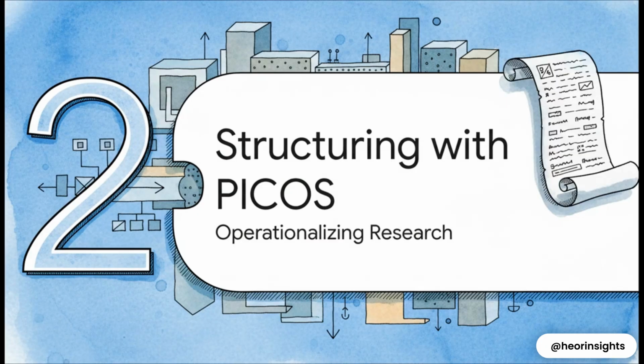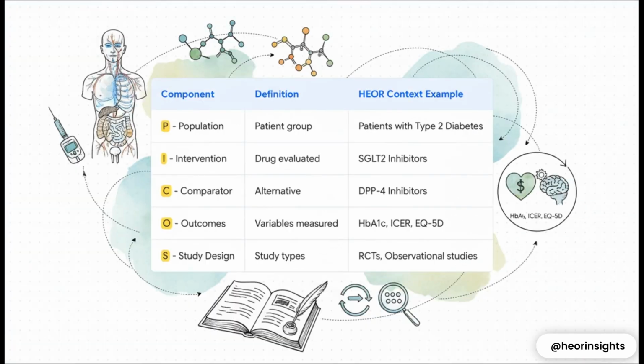Now we'll turn to the PICOS framework. This is the standard structure used to operationalize a research question and ensure it is precise, focused, and answerable. PICOS stands for Population, Intervention, Comparator, Outcomes, and Study Design. Using the HEOR example here, the population is patients with type 2 diabetes.